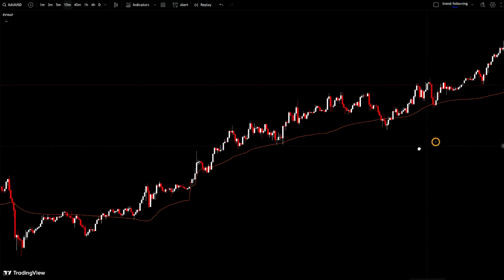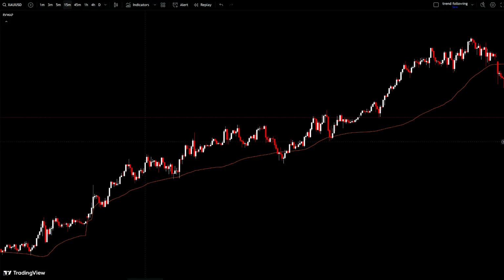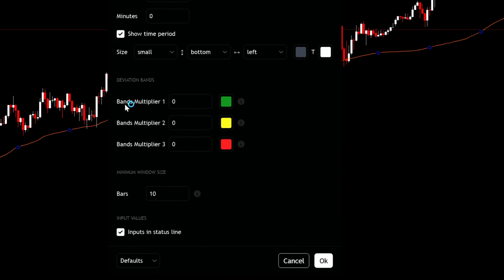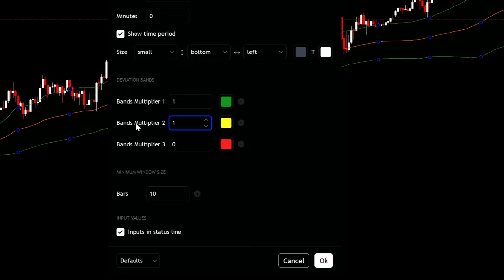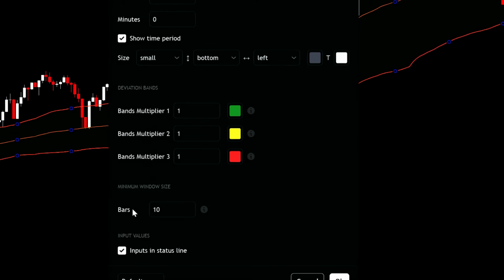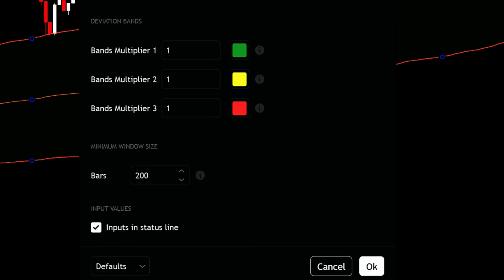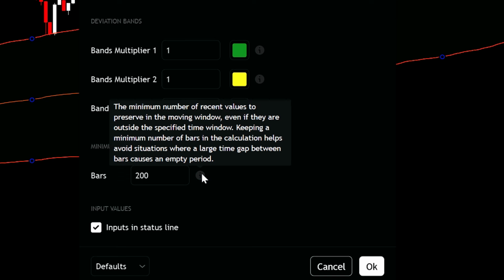Now, in the rolling VWAP settings, we need to adjust the band multipliers. Set all three of them to 1. Then increase the bars option to 200. At first glance that might seem minor, but this adjustment filters out a lot of noise.